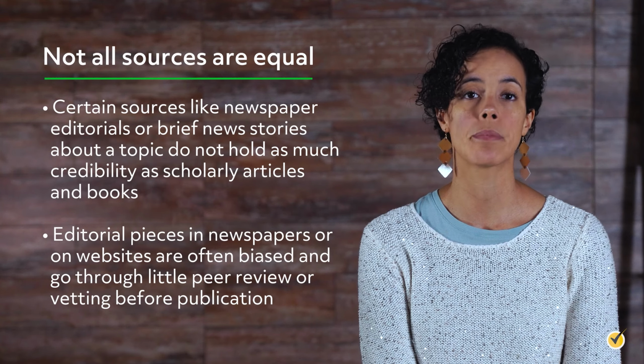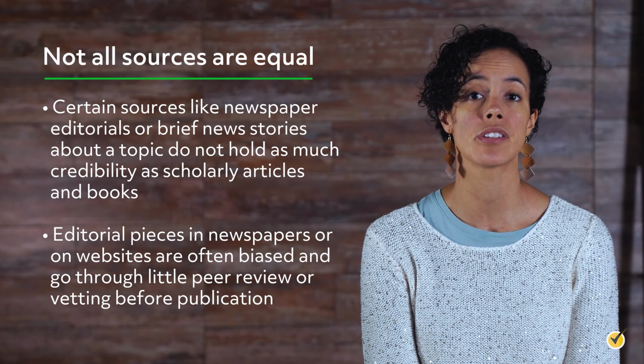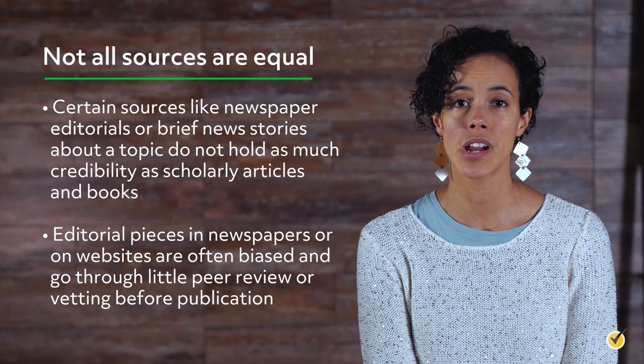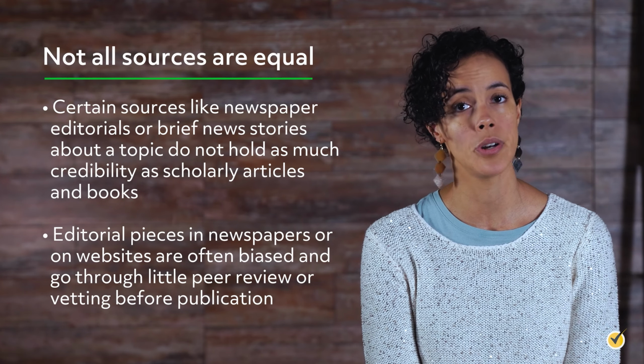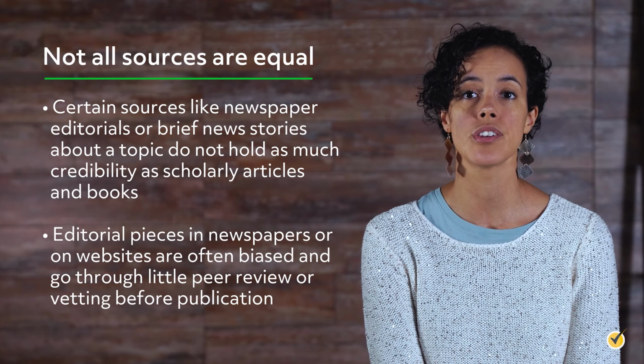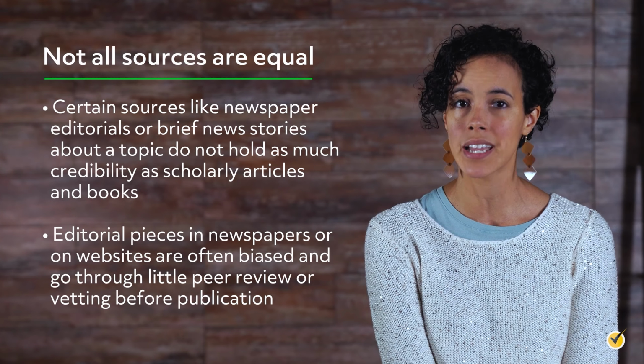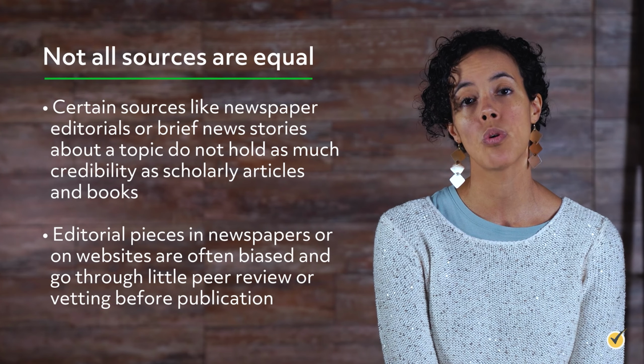Certain sources, like newspaper editorials or brief news stories about a topic, do not hold as much credibility as scholarly articles and books. First, editorial pieces in newspapers or on websites are often biased and go through little peer review or vetting before publication. Writers of such pieces often have a political axe to grind, or perhaps worse, are themselves misinformed about the topic. Newspaper articles, though useful in some cases, usually offer only a very shallow reading of an event or topic, which doesn't allow you to get all of the necessary information.